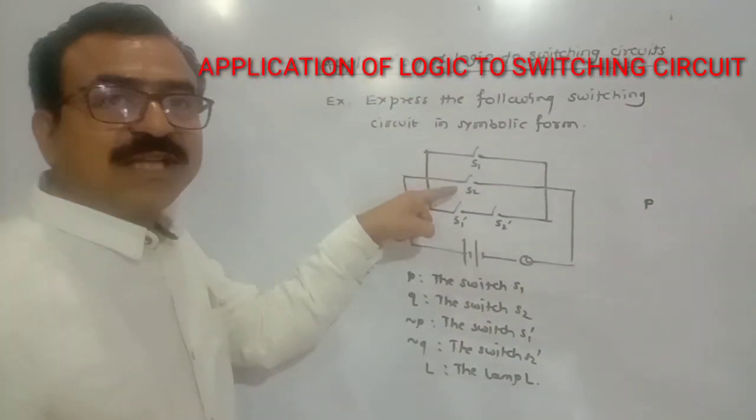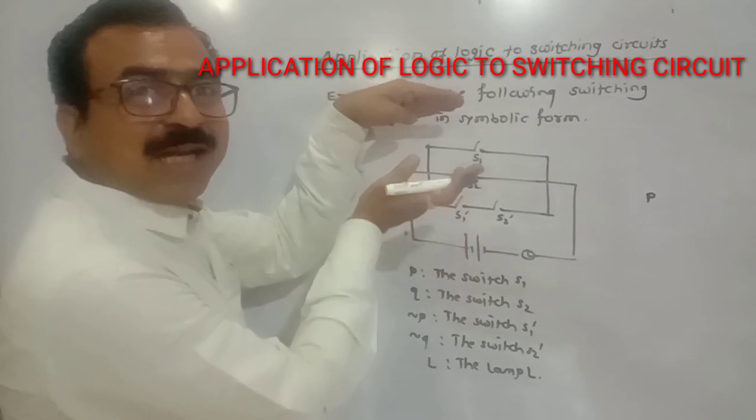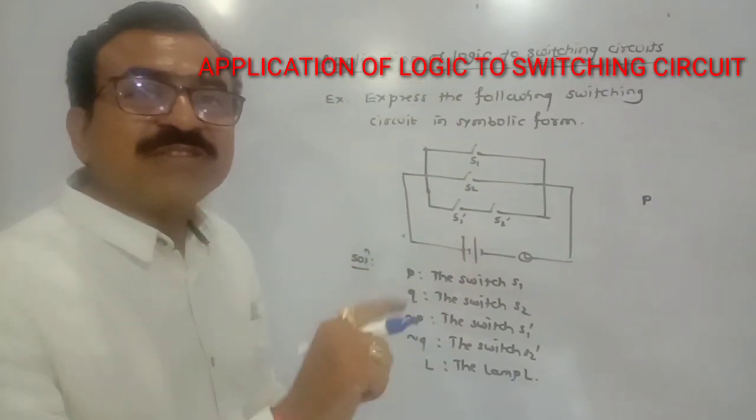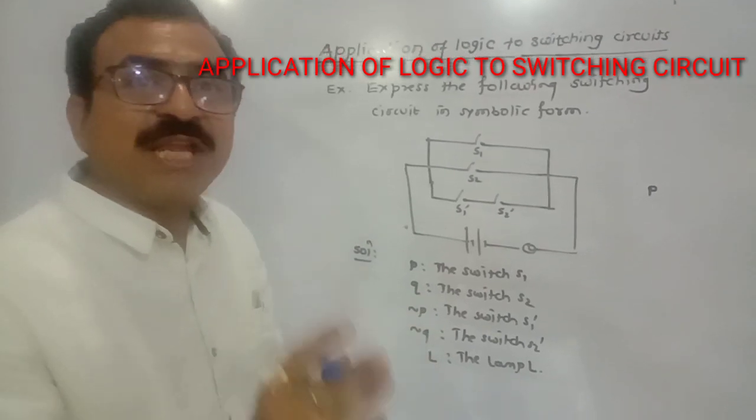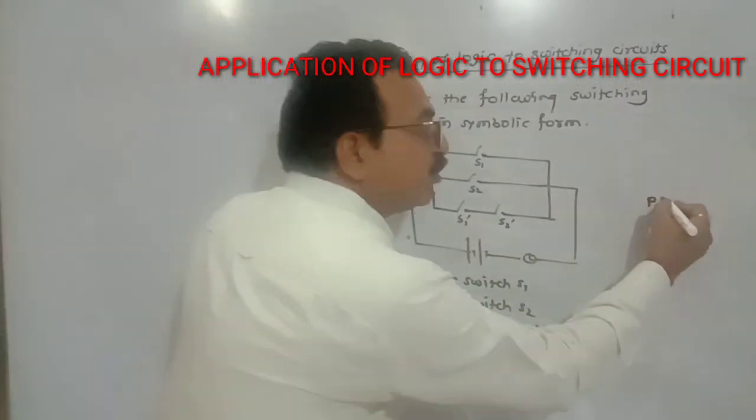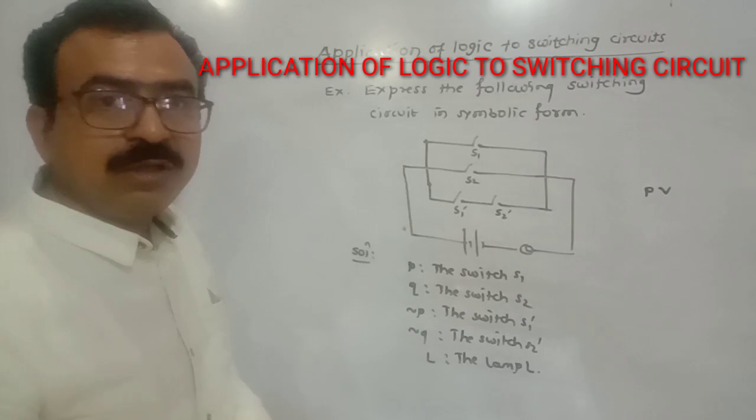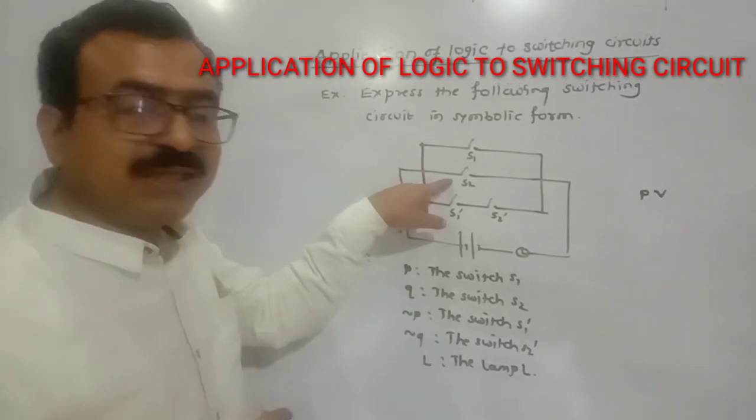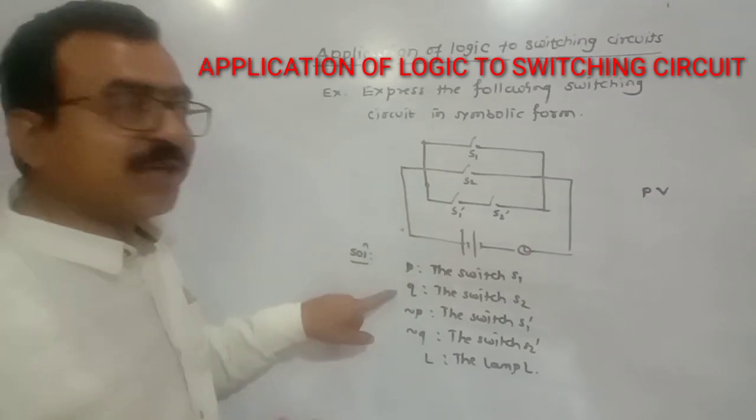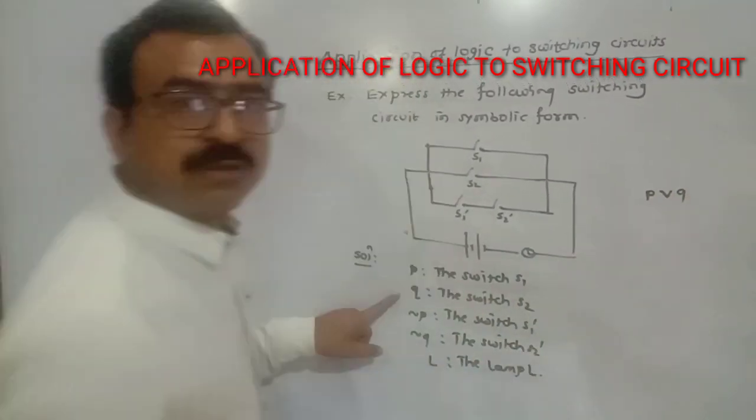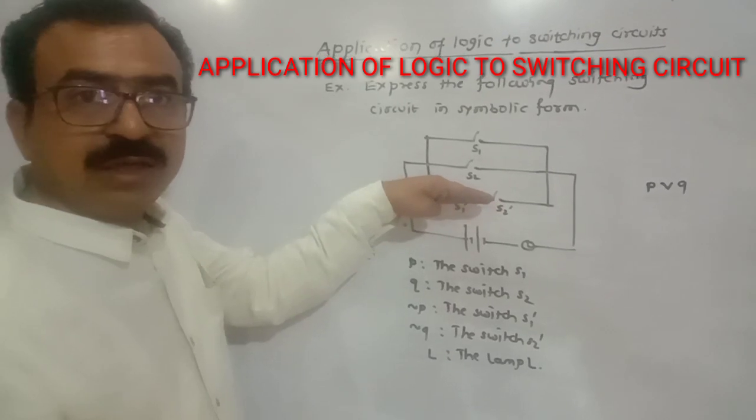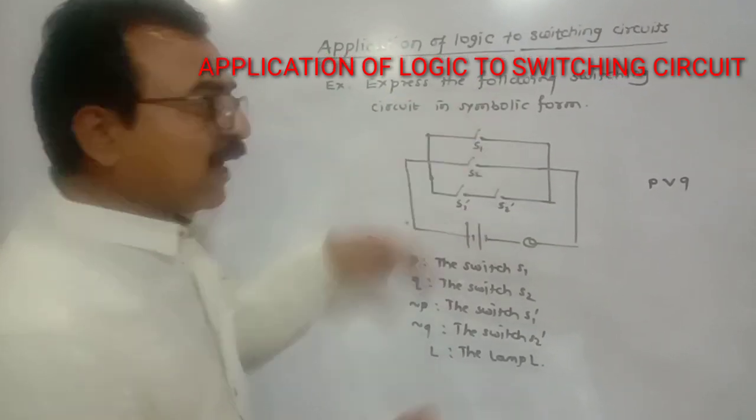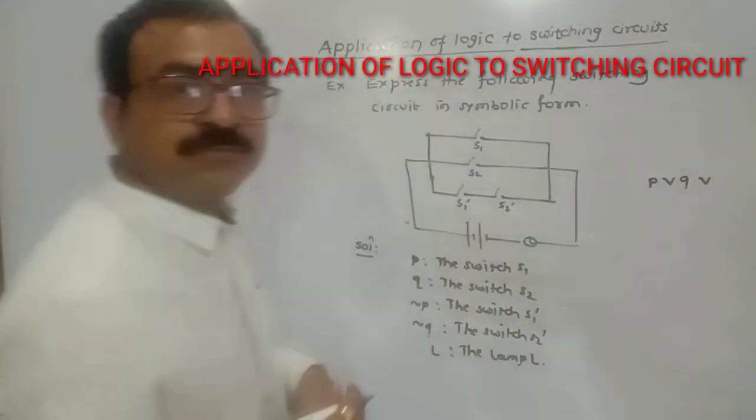Now check the second line. The second line is parallel to the first, and we know that when the switches are in parallel combination, you have to use OR. So use OR. Understood? In the second line, here also a single switch is given, that is S2, and S2 is represented by Q. So write down Q. Now check the third line. This third line is parallel to the above two lines, and because of that use OR.